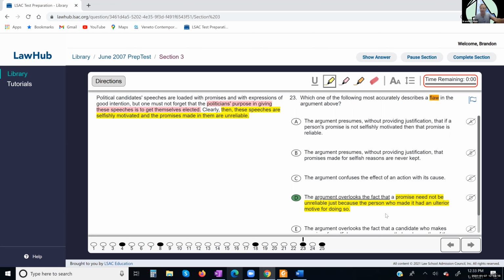That's saying that you have the pink, but it's not going to be the conclusion of the unreliable. So that would weaken this argument definitively.